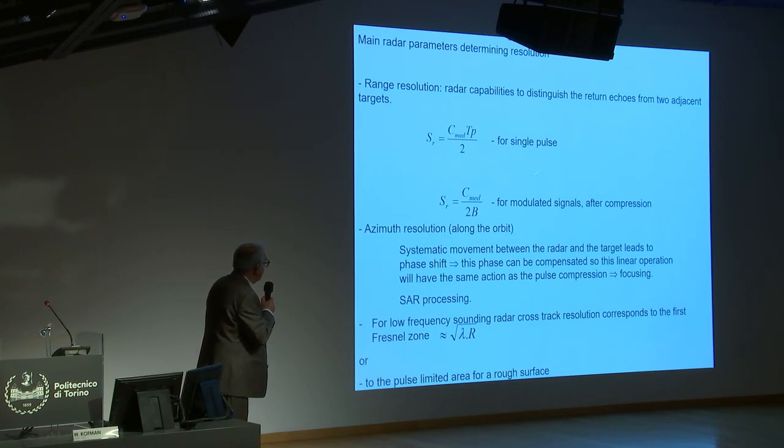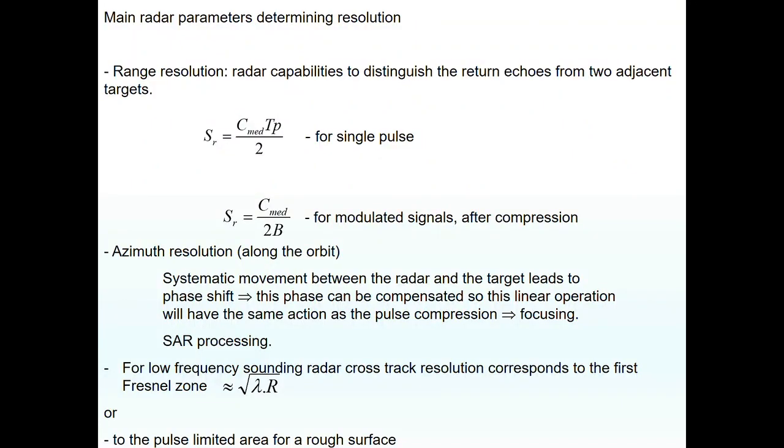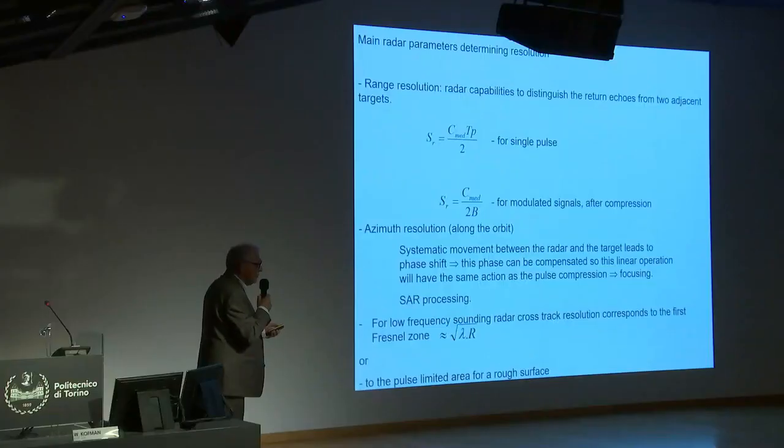The range resolution depends on the length of the pulse, and rather, in modern radars, on the bandwidth of the signal. In order to increase our spatial resolution, we use what we call azimuth resolution. It's along the orbit. We use the fact that there is coherence between the reflections of successive measurements, and then we can do what we call synthetic aperture radar. And then we increase the resolution.